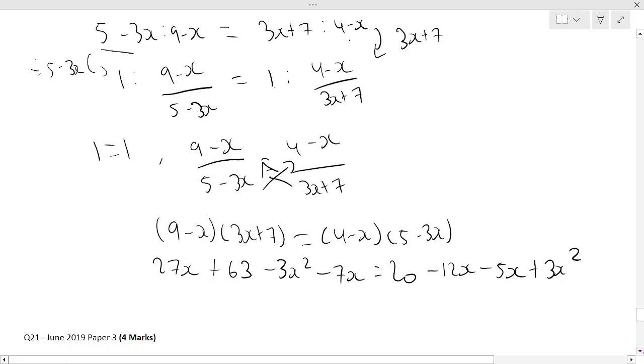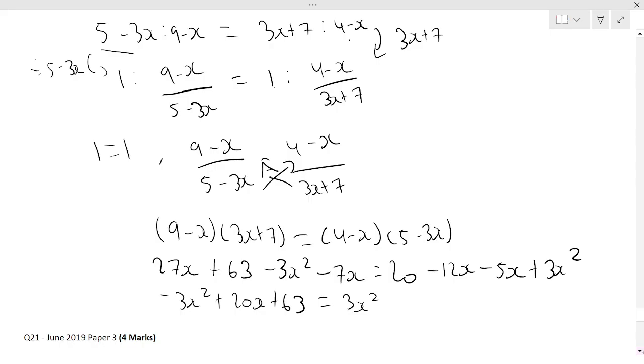Okay, I can simplify this a little bit. So that'll go to minus 3x squared, add 27x minus 7x, that would be 20x, add 63. And so that will be 3x squared, minus 5x minus 12x is minus 17x, add 20.